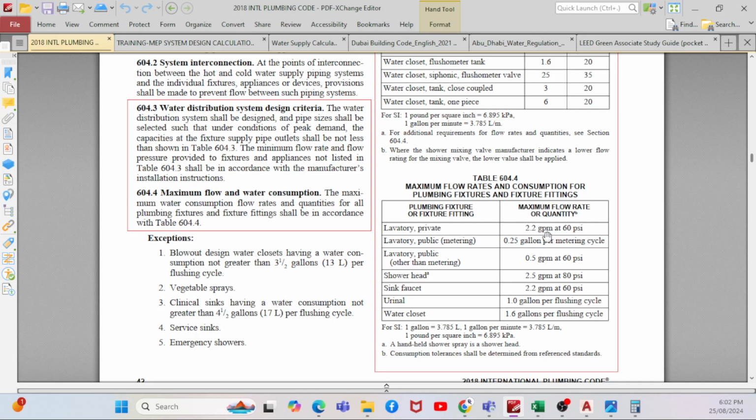So these values, 2.2 gallon per minute, this is the value we have to use. You are able to consume 2.2 gallon of water per minute for the lavatory, not more than that. This is as per the LEED.